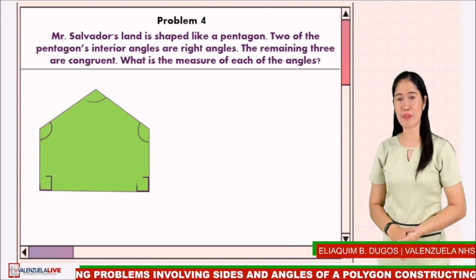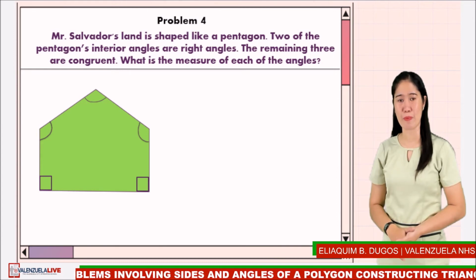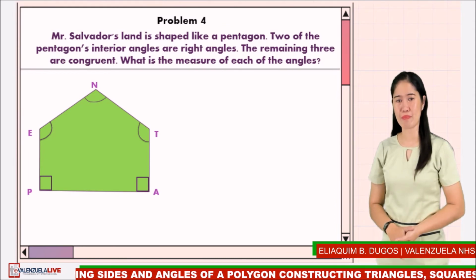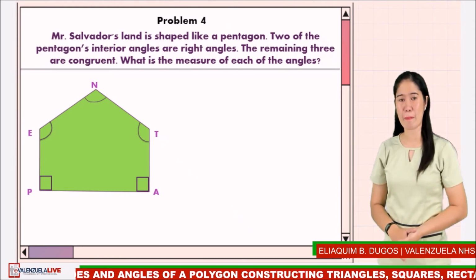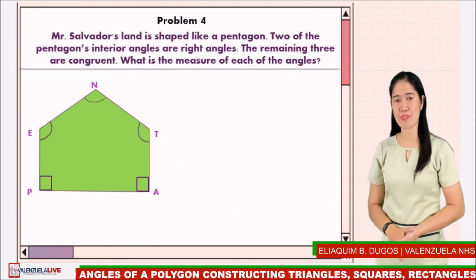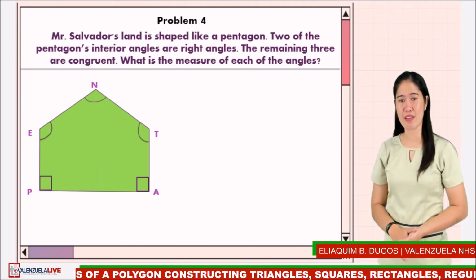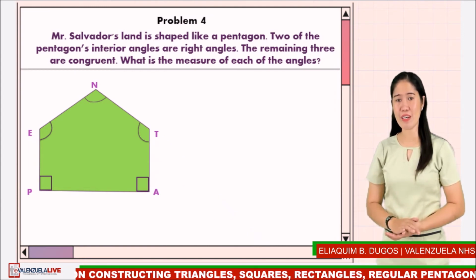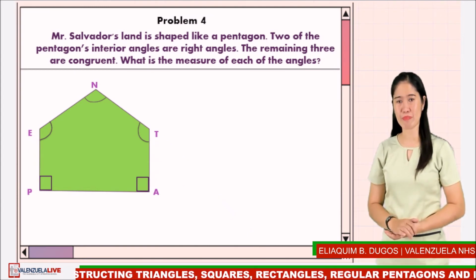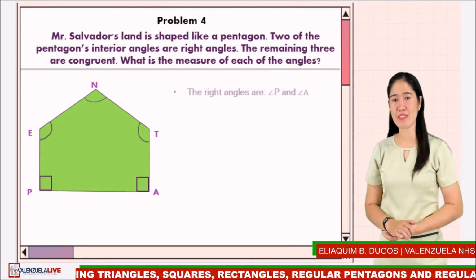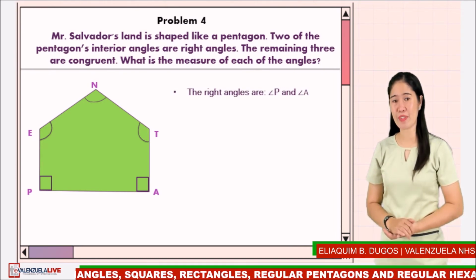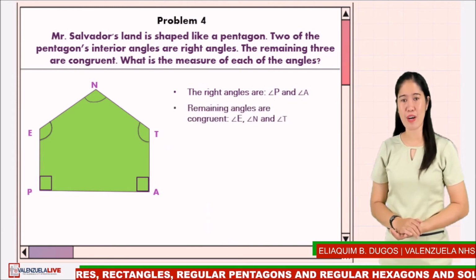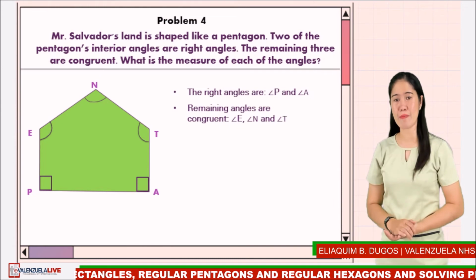First, we're going to sketch to visualize the given problem. Label a diagram for land shape. So we have pentagon PENTA. As we can see, it is a non-regular pentagon. The right angles are angle P and angle A. The remaining angles are congruent, which are angles E, N, and T.